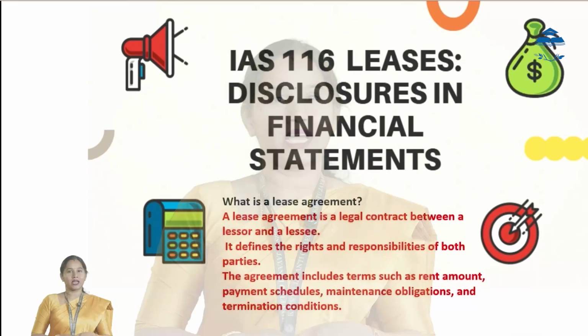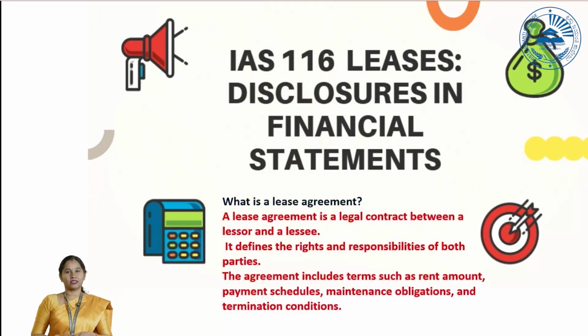Today, I'm delighted to present on this topic, Lease, Indian Accounting Standard 116, and its disclosure in financial statements. Before we start, we want to know the term lease agreement. A lease agreement is a contract between two people called lessor and lessee. In this agreement, it defines the complete rights and responsibilities of both the parties. It will specify the rent amount, when the payment is scheduled, and the maintenance obligations, and finally, it will tell about the termination conditions.